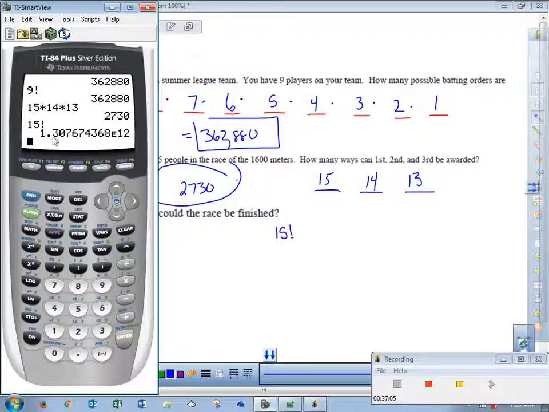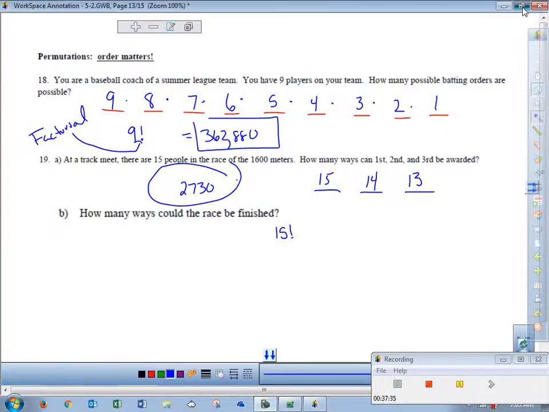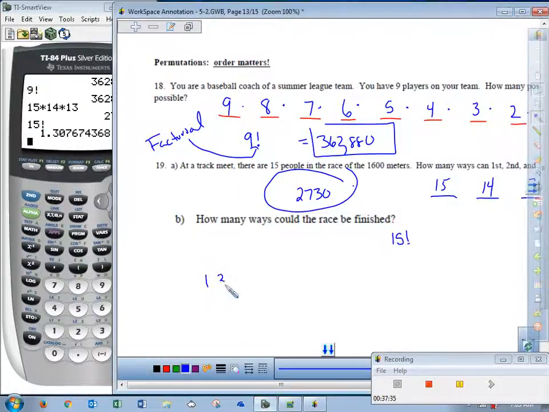That means you got to move this decimal place 12 spots to the right. So 1, 2, 3, 4, 5, 6, 7, 8, 9 spots already. You need 3 more spots, so there's going to be zeros. So let me do this. 1, 3, 0, 7, 6, 7, 4, 3, 6, 8, and I needed 3 zeros after that. So then go back and put your commas. Boom, boom. So what is this? This is millions, billions, trillions. Over a trillion different combinations of how the race could be finished.